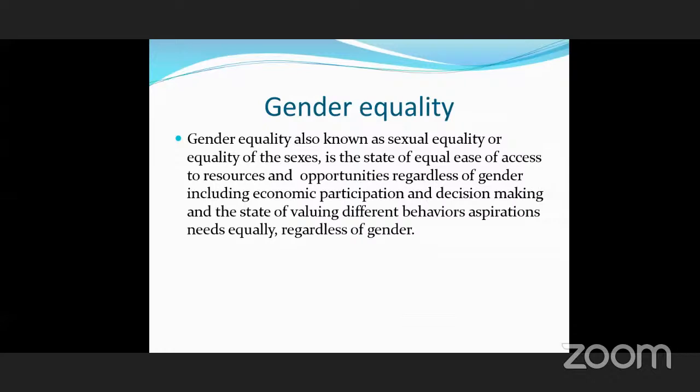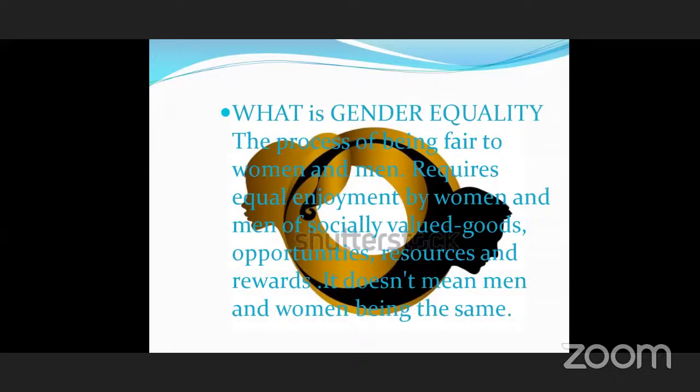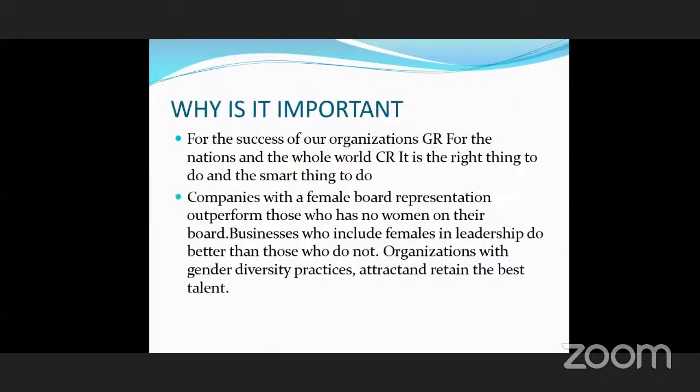Next, what is gender equality? The process of being fair to women. Why is it important? For the success of our organization's growth, for the nations and the whole world's growth, it is the right thing to do and the smart thing to do. Companies with female board representation outperform those who have no women on their board. Businesses who include females in leadership do better than those who do not.